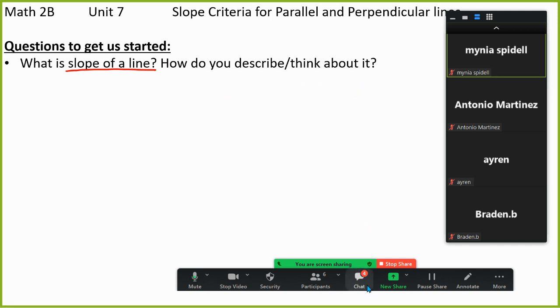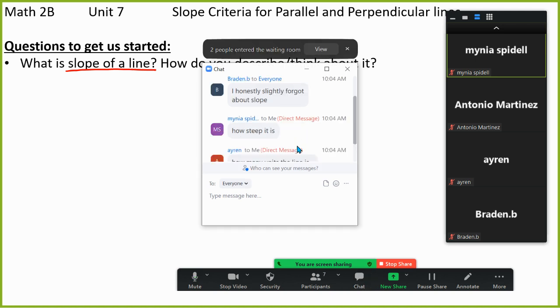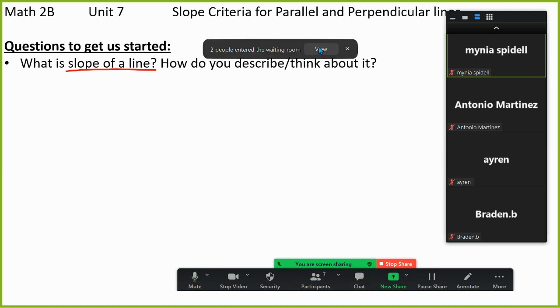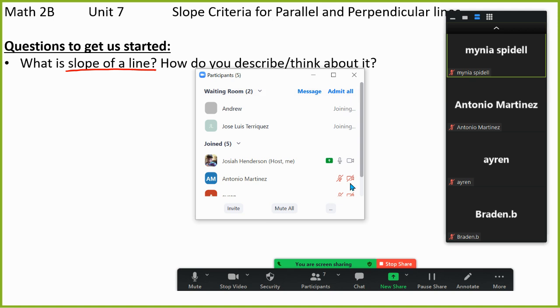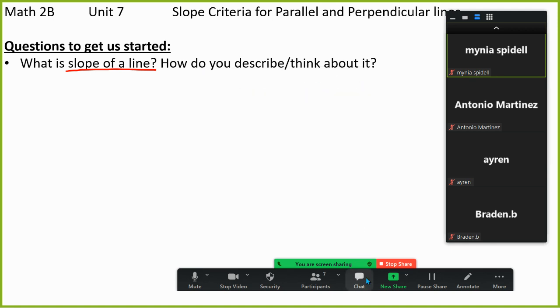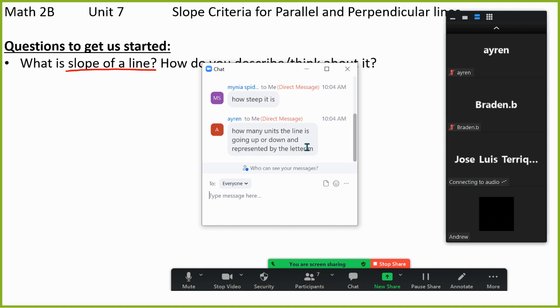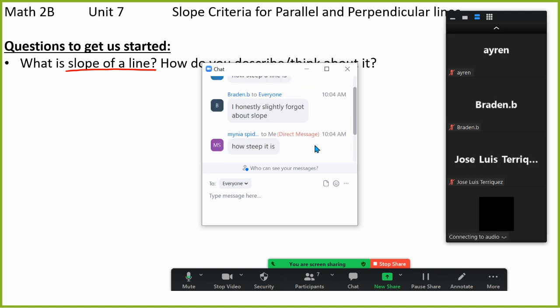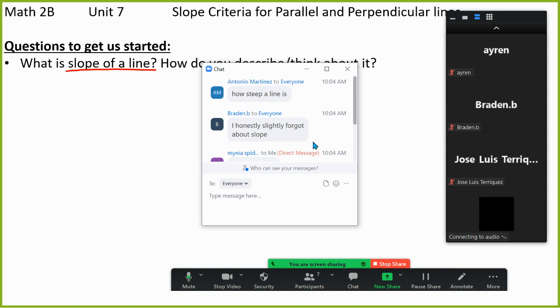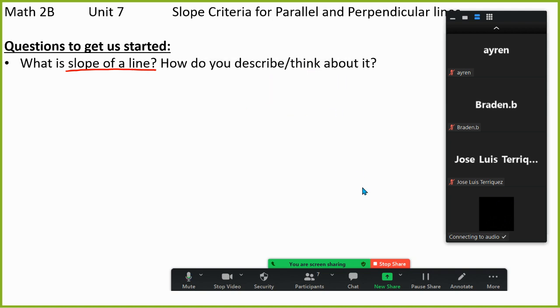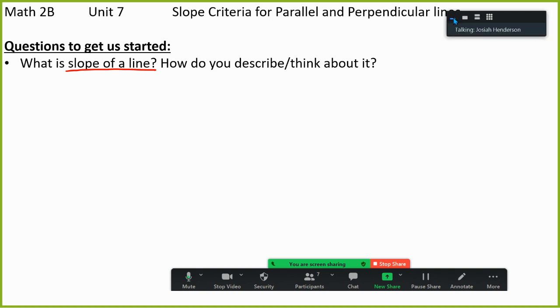Okay, so I see you all wrote something. I'm going to double check quick to see if all four of you do. Awesome. I see some good stuff. Very good. How many units going up or down? How steep it is? Beautiful. Thanks, guys, for all of you sharing what you remember.